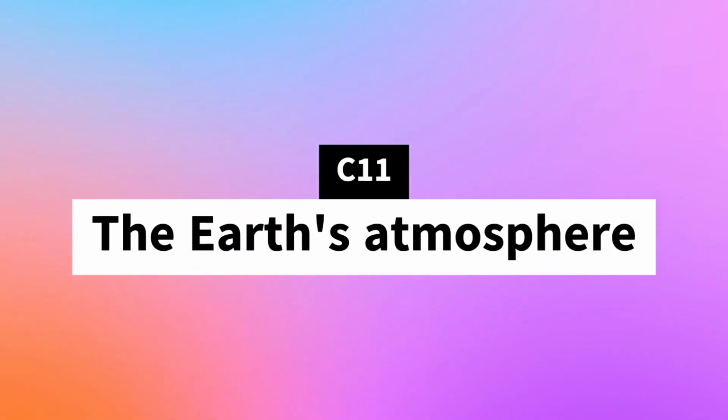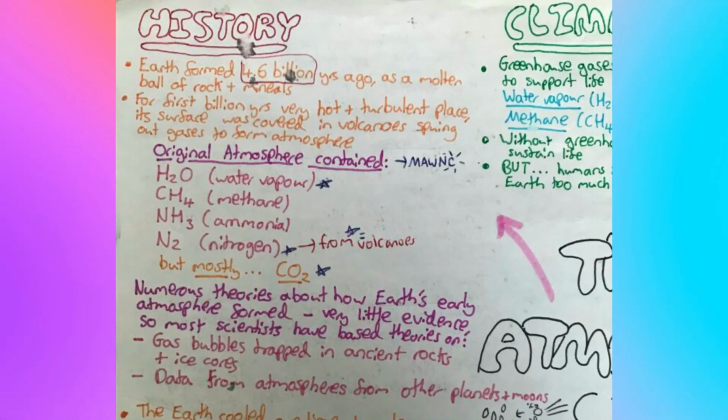Okay, so C11 is all about looking at the Earth's evolving atmosphere. So first we start with the history of that atmosphere. The Earth formed 4.6 billion years ago as a molten ball of rock and minerals. For the first billion years, it was a very hot and turbulent place. The Earth's surface was covered in volcanoes, spewing out gases to form the atmosphere.